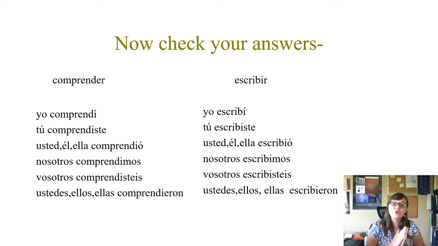Comprender. Yo comprendí. Tú comprendiste. Usted comprendió. Nosotros comprendimos. Vosotros comprendisteis. Ustedes comprendieron. So how would we conjugate that into English? I understood. You understood, he or she understood, we understood, y'all understood, I know you did, and they understood, okay? So, again, this is the regular past tense for finished actions.